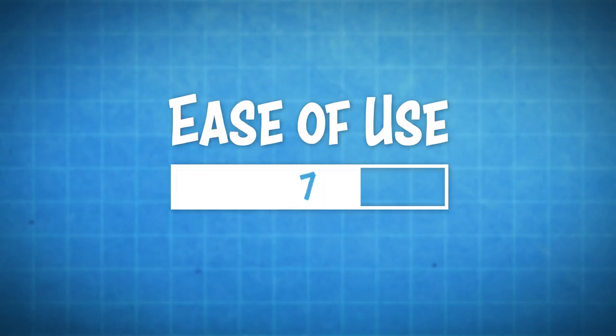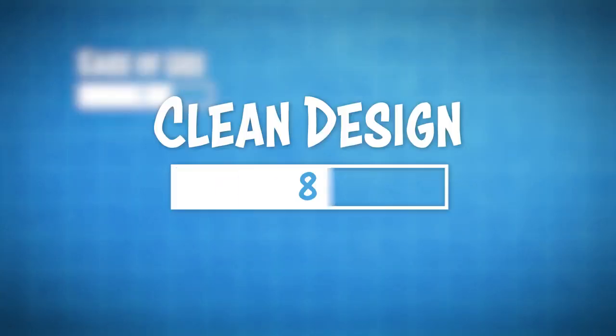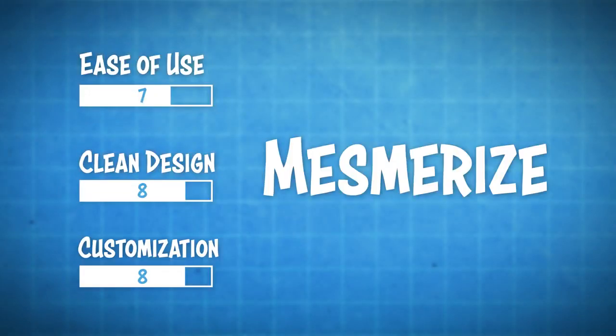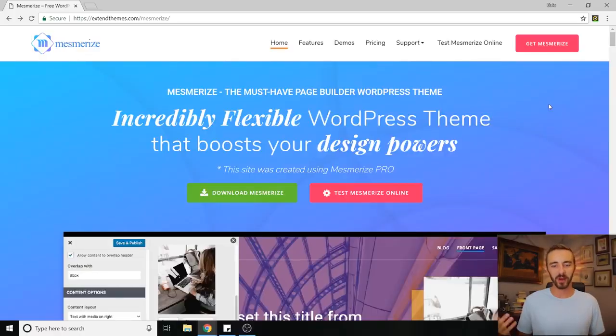So my rating for Mesmerize would be about a 7 on ease of use. I'd give it about an 8 for clean design. It may not be the cleanest, but it flows together really nicely. And for customization, I would say about an 8. You have a lot of options for customization, especially whenever you start with a preset. So as long as you're okay with the button color, this is a great theme to go with. This is the limitation that you have with free themes. You won't have 100% control, except for one theme, which I will show you. I think it's number 2, actually.